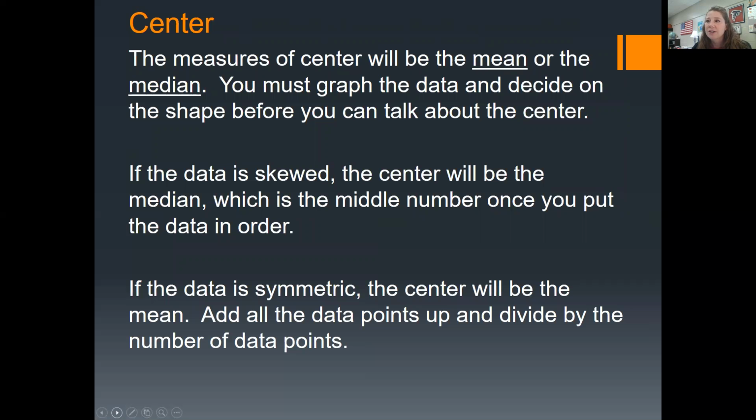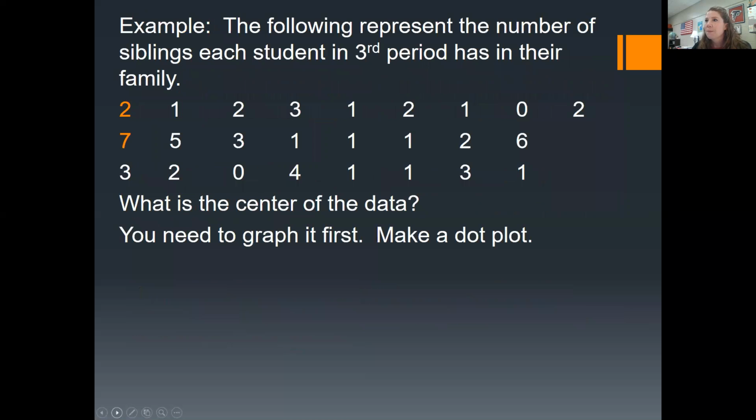And I said earlier, if the data is symmetrical, probably the mean and the median are going to match. They should. All right, so let's try making a dot plot, and then we're going to determine whether we're going to use the mean or the median. So we're going to start with our number lines. Let me change this to yellow. We're going to start with a number line.